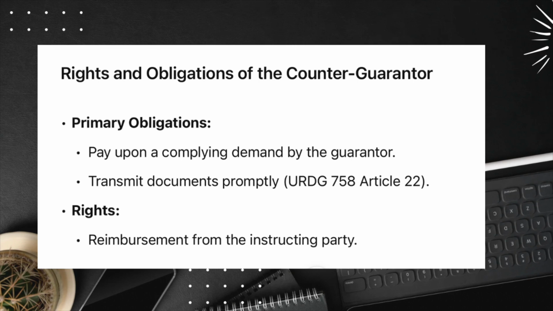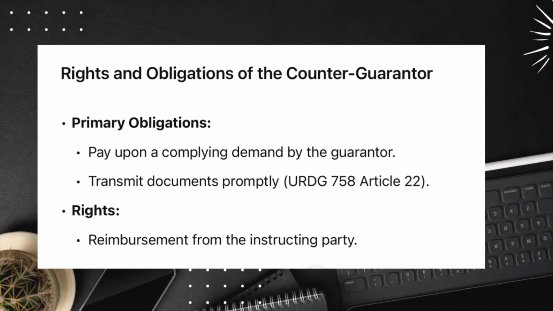Again, this is usually a bank but may also be a company or a natural person. The primary obligation of the counter-guarantor is to pay against presentation of the complaint demand made by the guarantor under the terms of the counter-guarantee. URDG 758 also imposes other duties on the counter-guarantor, such as the duty under Article 22 to transmit without delay a copy of the complaint demand and any related document to the instructing party.